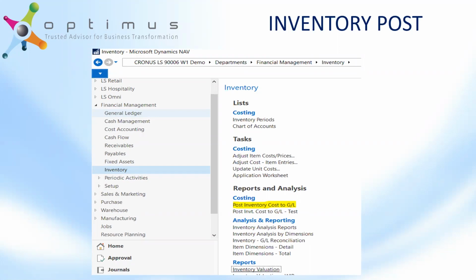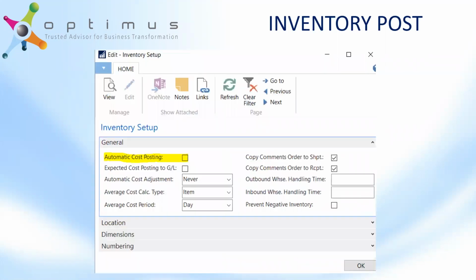So remember, in the inventory setup, we have an automatic process that we can select. If not, run it manually. We still recommend to run this post inventory cost to GL on a periodic basis, okay? Very, very important. This is the setup I was talking about. We have the automatic cost posting check mark.